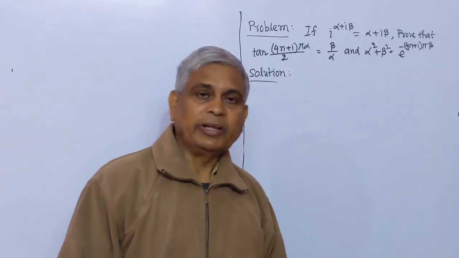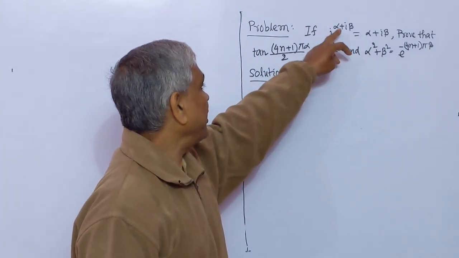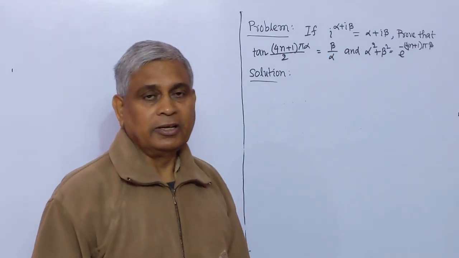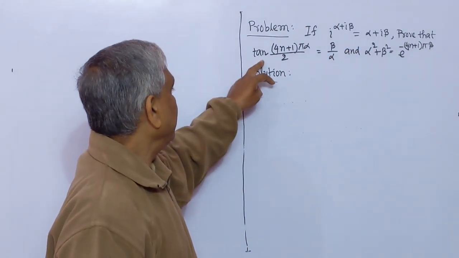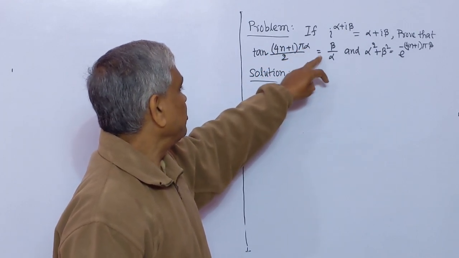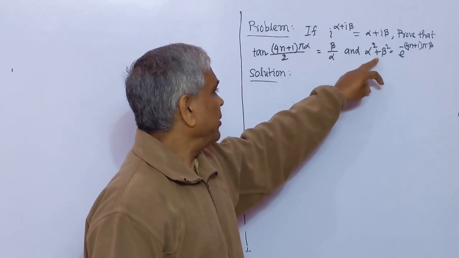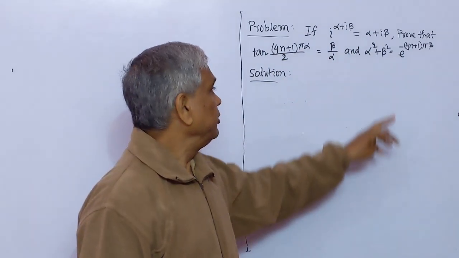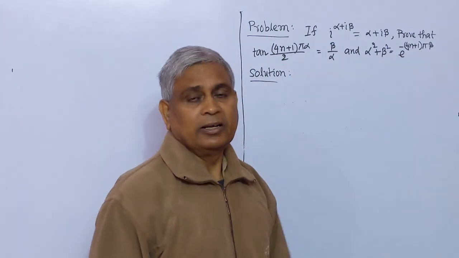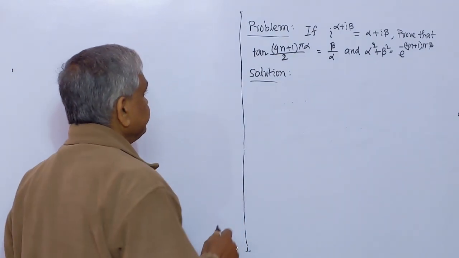Now we solve the next problem. If i^(α+iβ) = α + iβ, then prove that tan((4n+1)πα/2) = β/α, and α² + β² = e^(−(4n+1)πβ). Now we solve this. Solution.